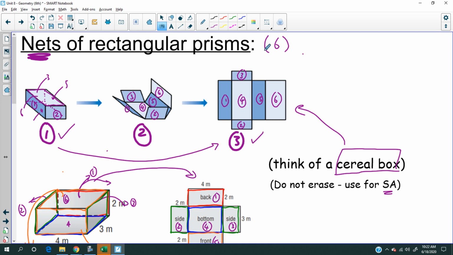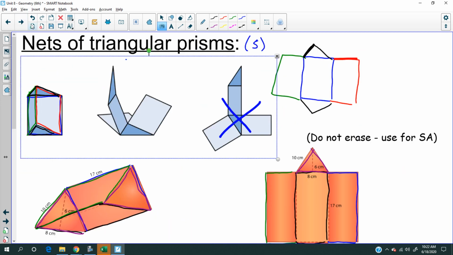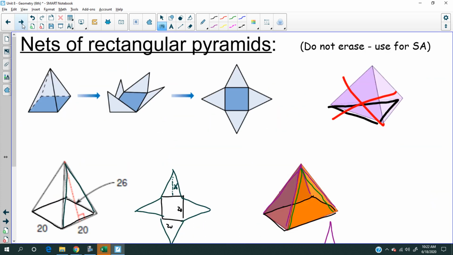Whereas a rectangular prism has 6 sides when you fold out the sides, right? And a triangular prism has 5 sides. So do rectangular pyramids. They have 5 sides. Okay, 1, 2, 3, 4, and 5.